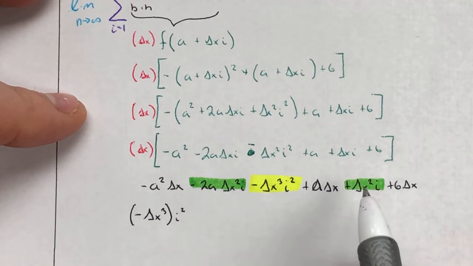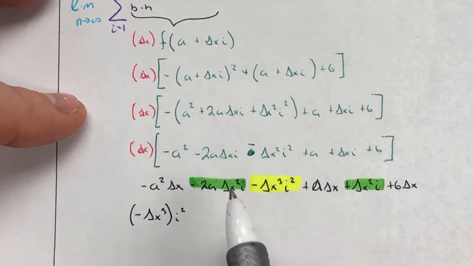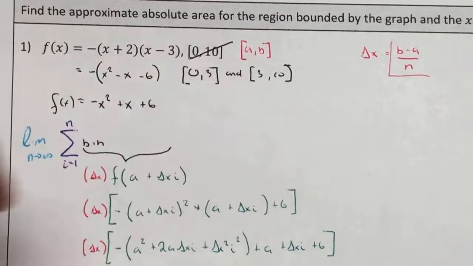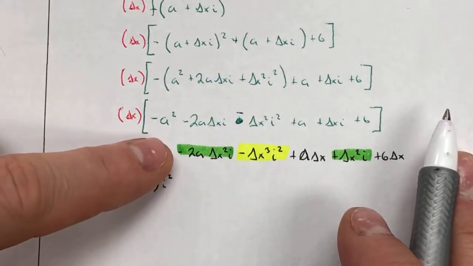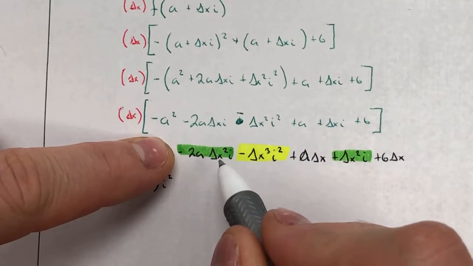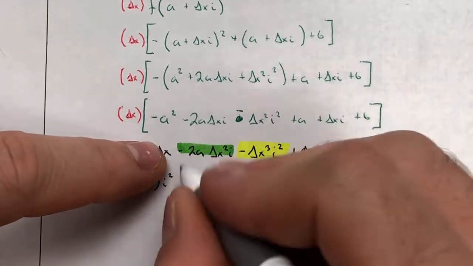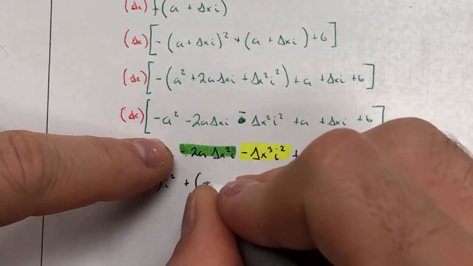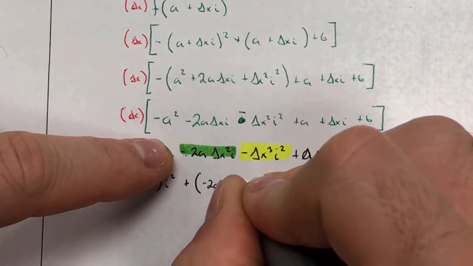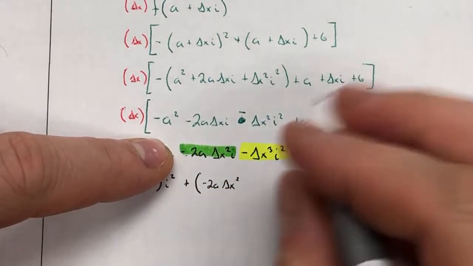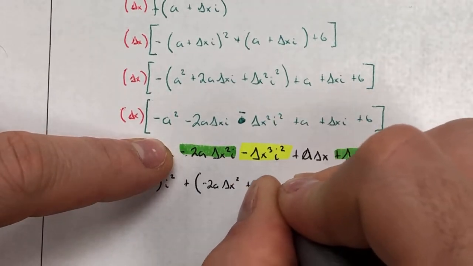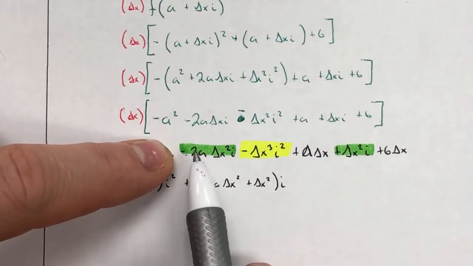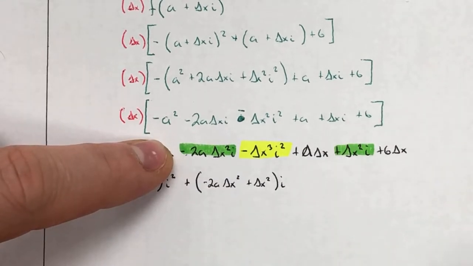Next, I'm going to move these two terms together. Because I can't add their values, since I haven't plugged in an a and a b yet and I want to work this abstractly, I'm going to remove their coefficients. So this is going to be plus negative 2a delta x squared plus delta x squared i. I just took their coefficients and combined them right there.